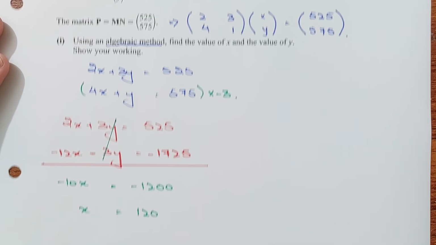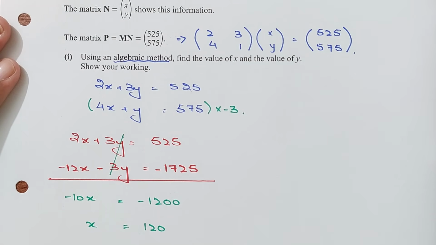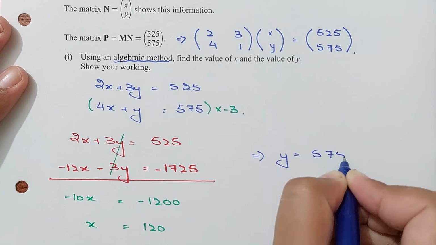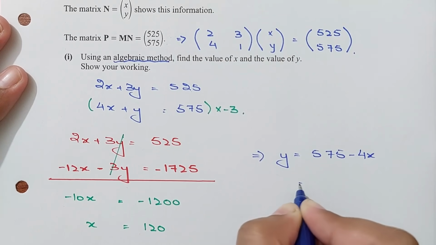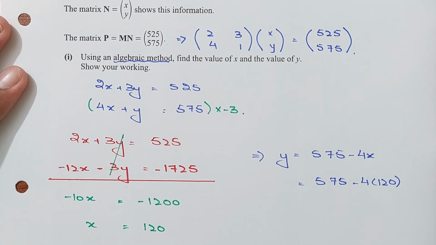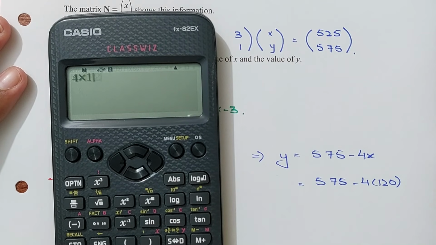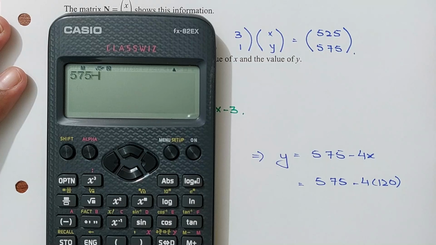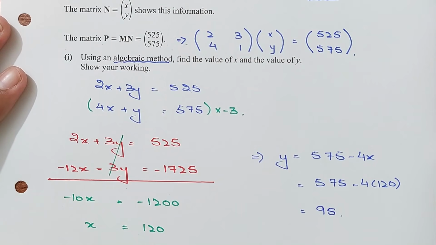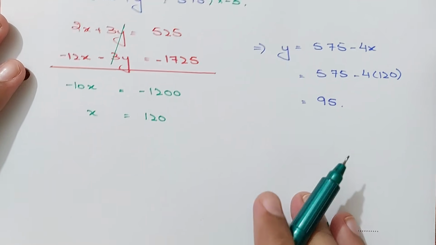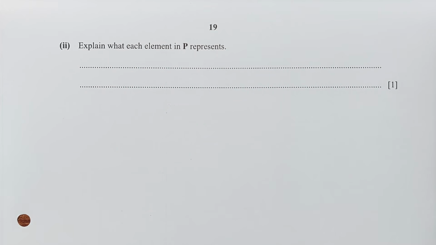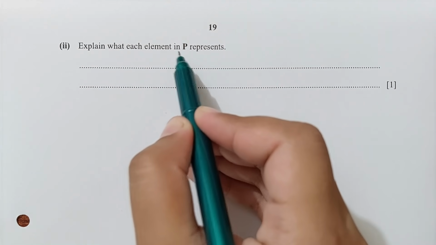Now let me solve for y by substituting into the second equation. So y would be equals to 575 minus 4 times x. 575 minus 4 times 120. Let me simplify. 4 times 120 and 575 subtract the answer, this is $95. So the cost of each child ticket is just $95. This is the y value, $95.